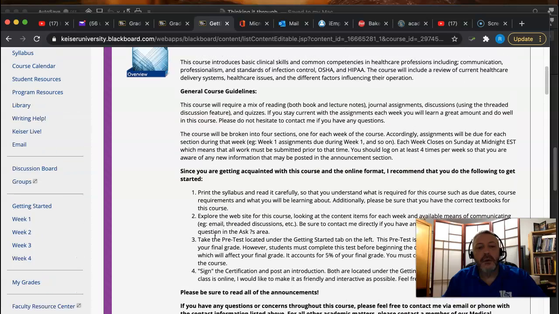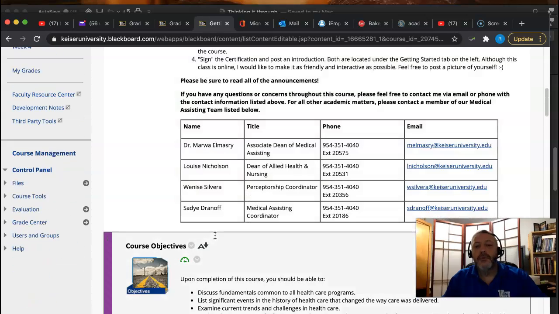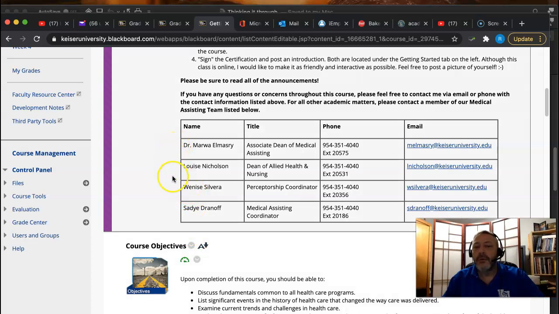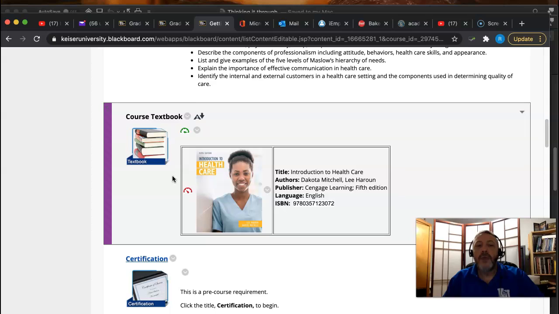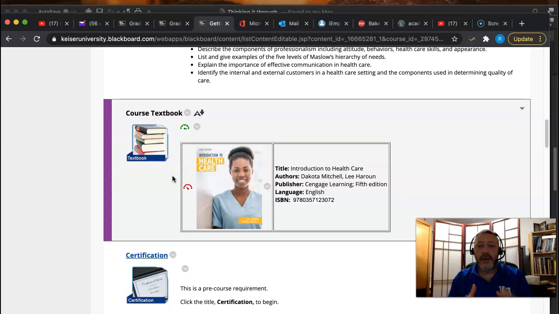Here you'll see the coursework overview, some of the people who are involved with helping you with the program for the medical assisting and medical billing program, some of the course objectives of what you need to know. If you have not ordered your textbook as of yet, make sure that you do get this ordered. You will need it. We do have assignments that come from the textbook. So even though you can see the slides in the Kaiser Live session and review that in the recorded session, if you don't have the textbook, you're not going to be able to complete some of the assignments. So make sure that you have that textbook.